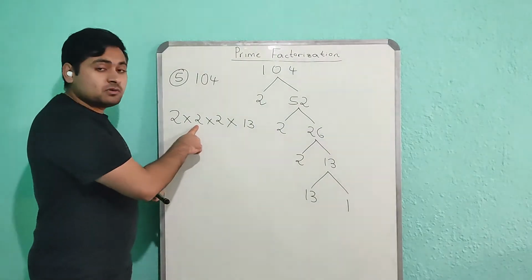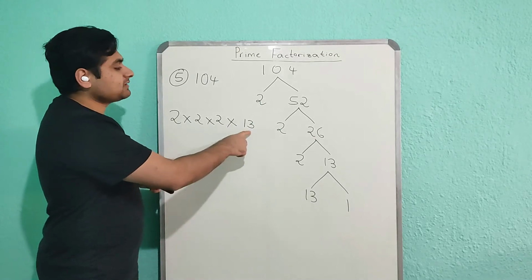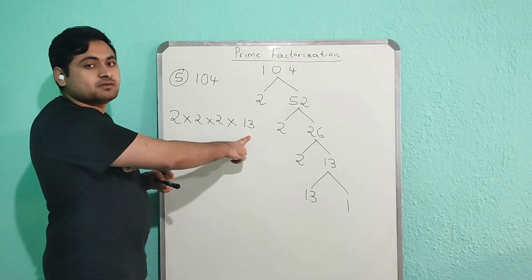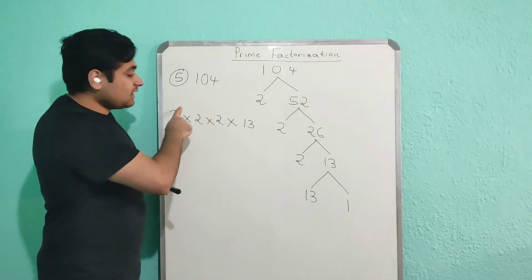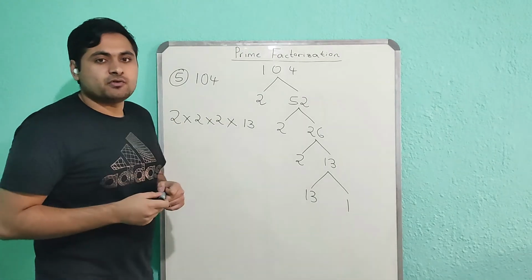What is 2 times 2? That's 4. What is 4 times 2? That's 8. And what is 8 times 13? 8 times 13 gives us 104. Therefore, our prime factors are correct. Hence, our answer is this. Let's move on to the next example.